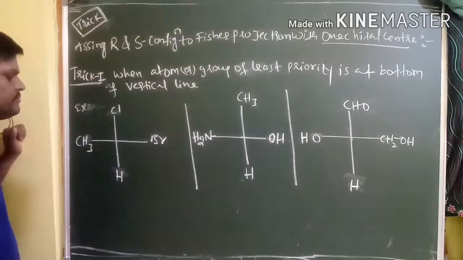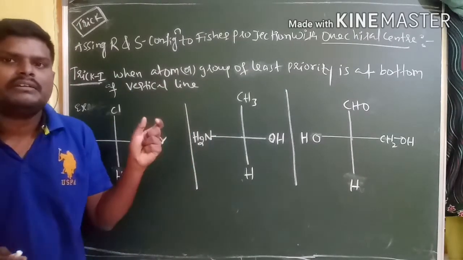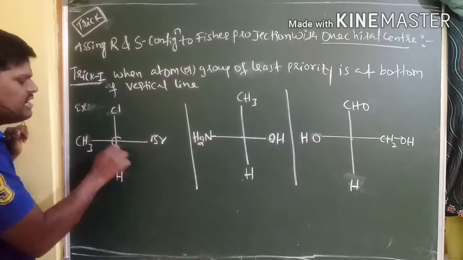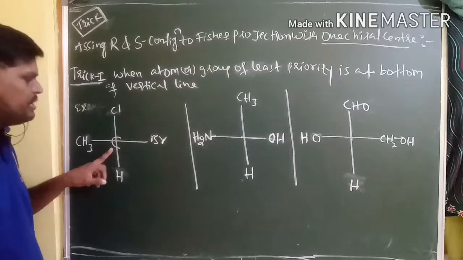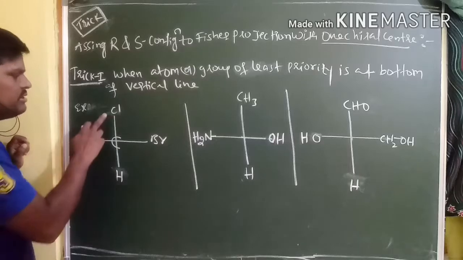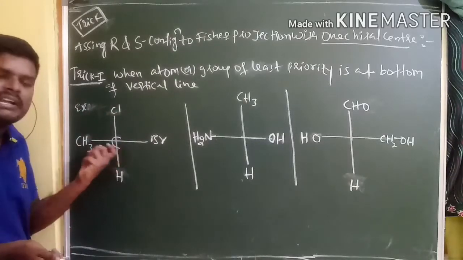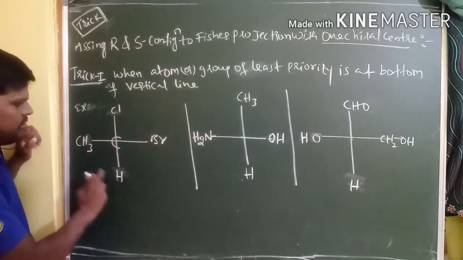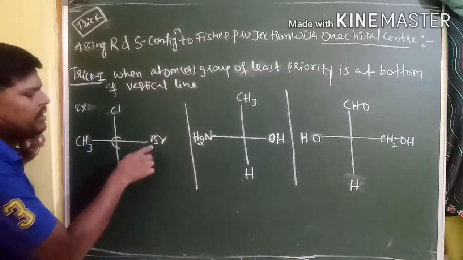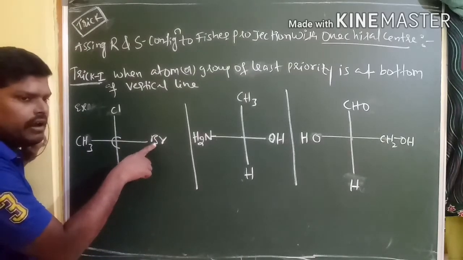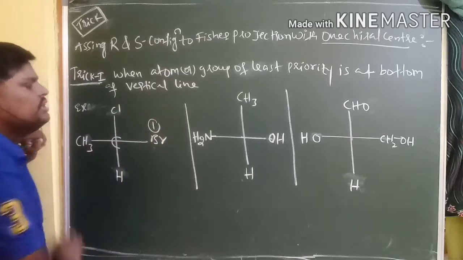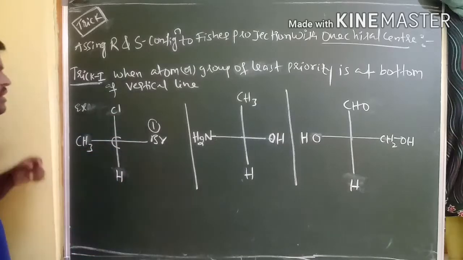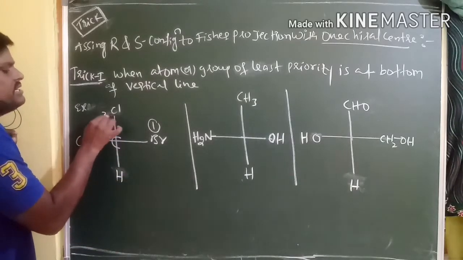So how can you assign priority numbers? It depends on atomic number. Among these, is this a chiral center or not? Yes, it is a chiral center. Why? Because bromine, methyl, hydrogen and chlorine are all different groups. That's why it is an asymmetric carbon or chiral center. Which of these four has the highest priority? Bromine, because bromine has the highest atomic number. So bromine is 1. And what is the next priority? Chlorine, so that's the second priority.